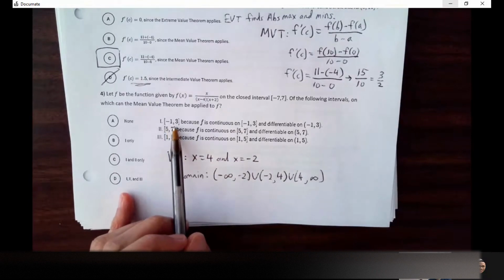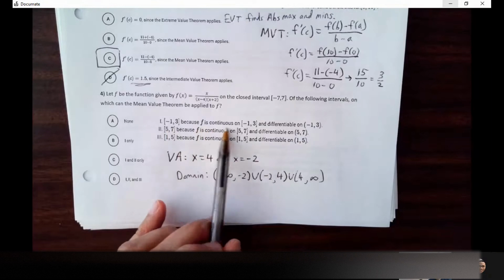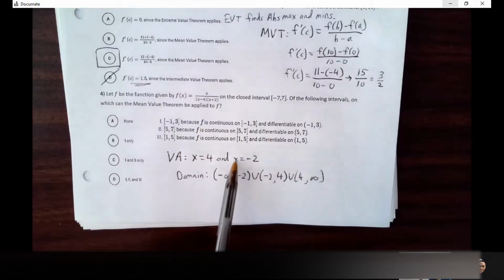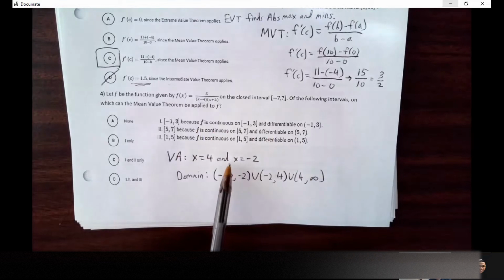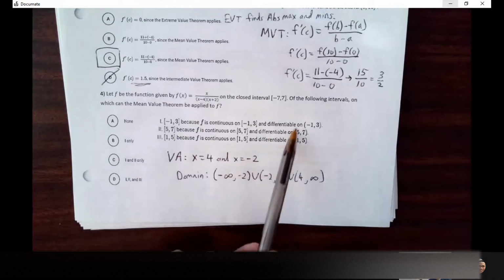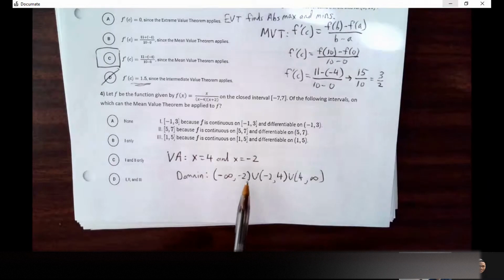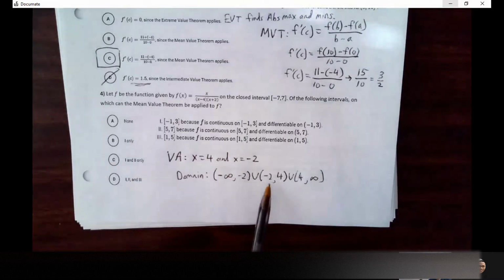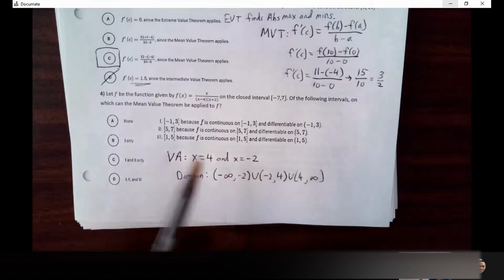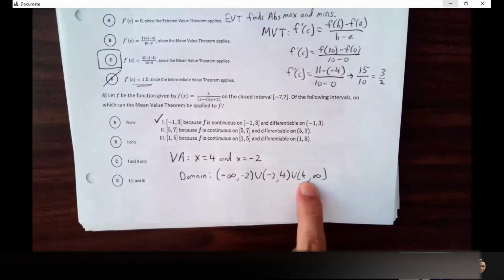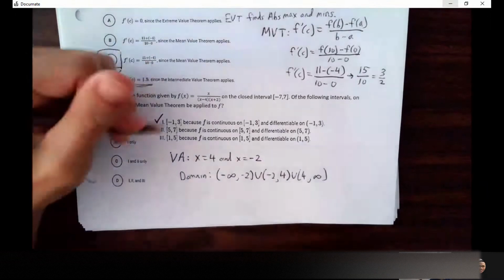From -1 to 3, because f is continuous and differentiable from -1 to 3. So we see that there's an issue at -2 and 4. So looks like -1 and 3 is going to be safe. It's going to be within this interval, right? So we're safe. This is a valid interval there. From 5 to 7, that's also safe. That's safely within our interval there.